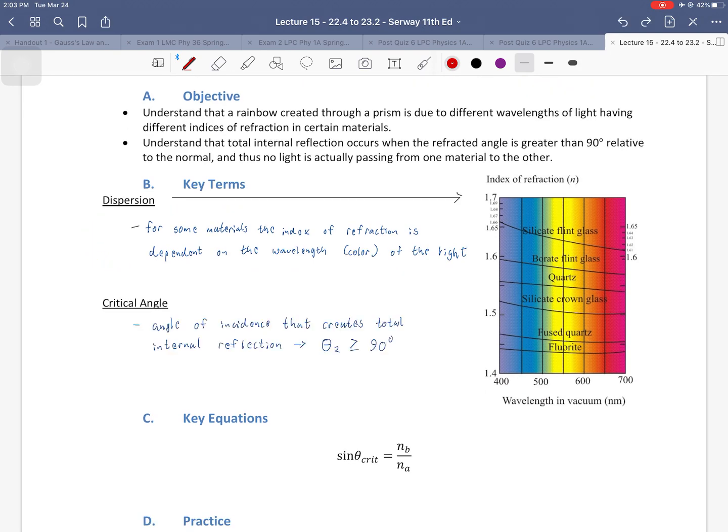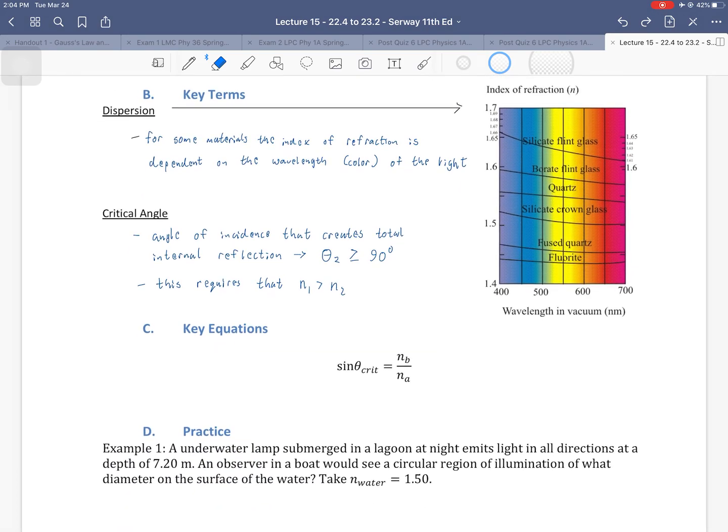And for critical angle, the critical angle is the angle of incidence that creates total internal reflection. So this is an angle theta 2 that is greater than or equal to 90 degrees. This would be the actual refracted angle, and the critical angle is the angle that makes that possible. And this requires that n1 is greater than n2, or to use the subscripts in the figure below, it'd be nB, or in the equation below, nB and nA.